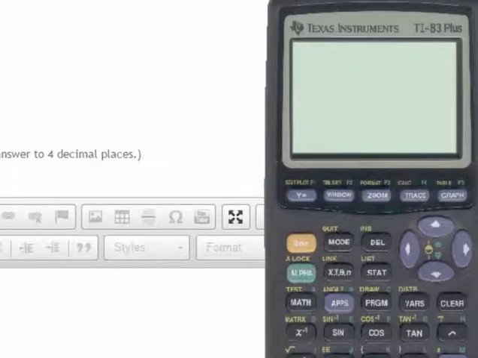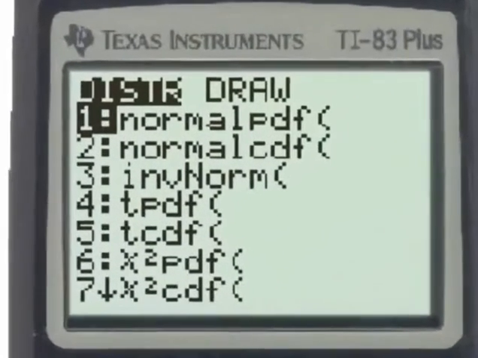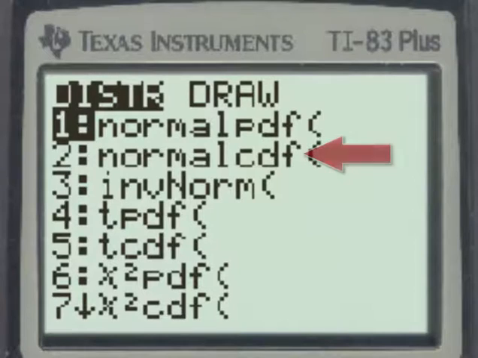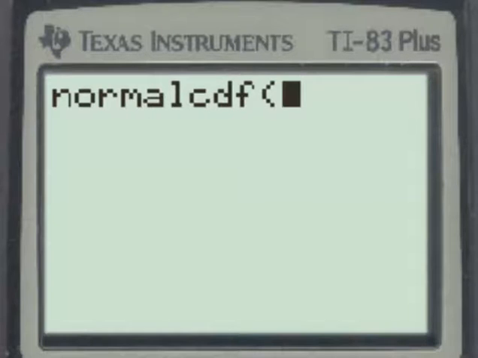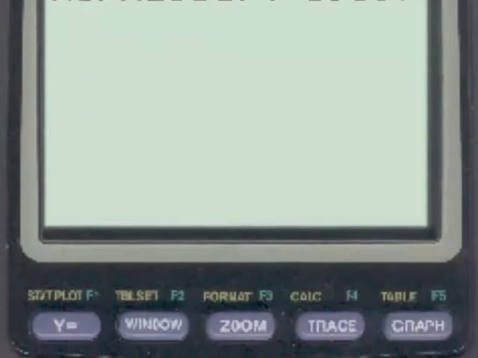Doing the same problem so that we only see the answer and not the shaded area, we would simply go to the second distribution button, again select out number 2, the normal cumulative density function, by hitting the number 2 on the keyboard. Input the lower number z-score, which is negative 1.19, followed by a comma, and now the upper number z-score for a shade above problem is E99.